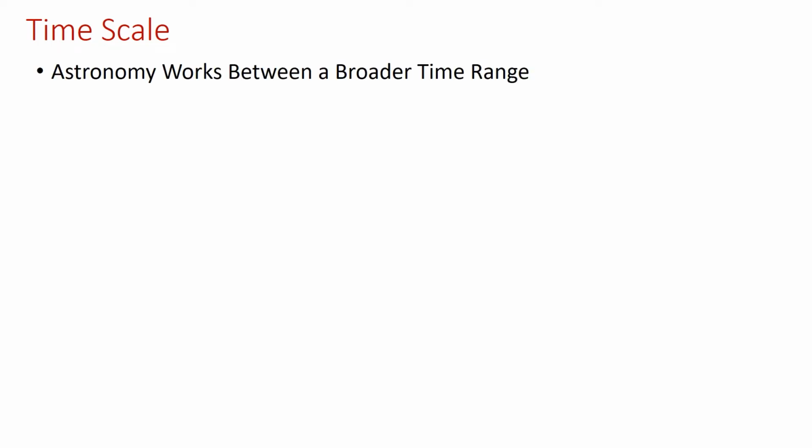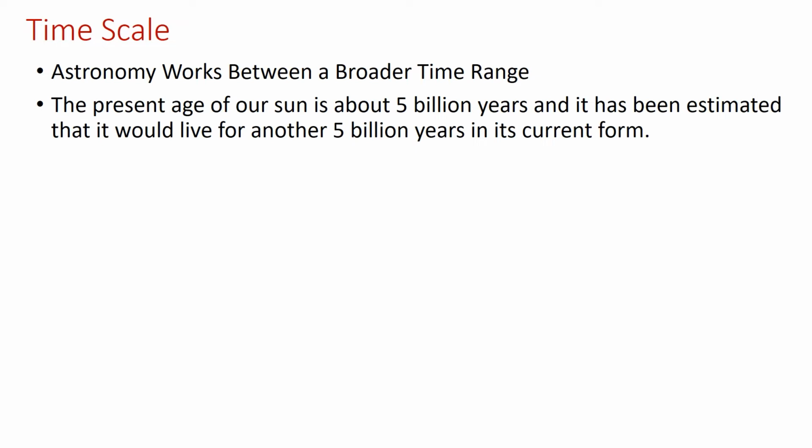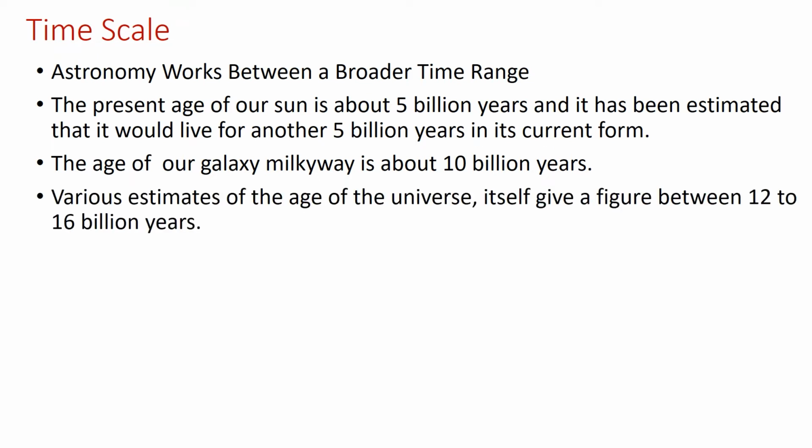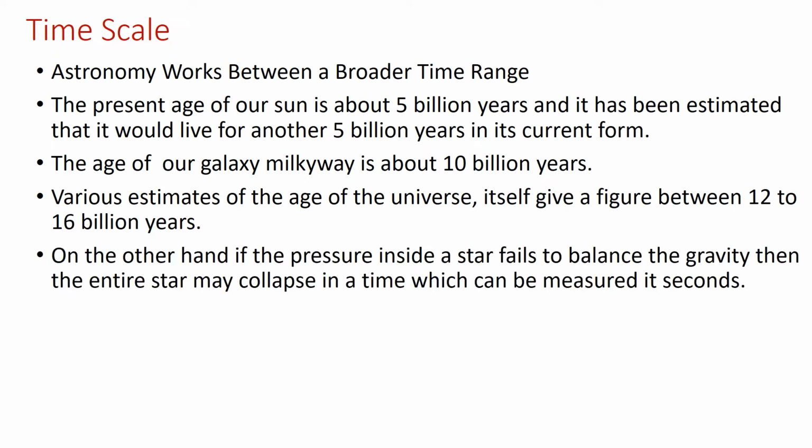So let's discuss the time scale in which our universe works. Astronomy works across a broad time range. The present age of our Sun is about 5 billion years, and it is estimated that it will live another 5 billion years in its current form. Also, the age of our galaxy is about 10 billion years, and various estimates of the age of the universe itself give a figure between 12 to 16 billion years.